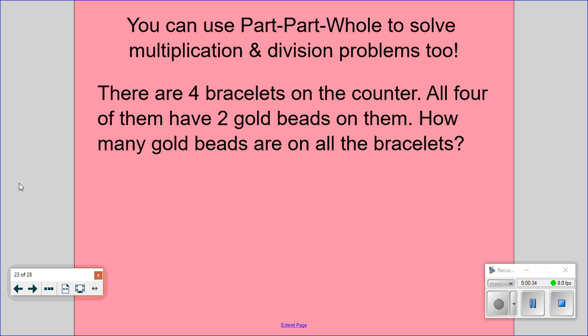So the question reads, there are 4 bracelets on the counter. All 4 of them have 2 gold beads on them. How many gold beads are on all the bracelets? Go ahead and pause the video and write an answer sentence.